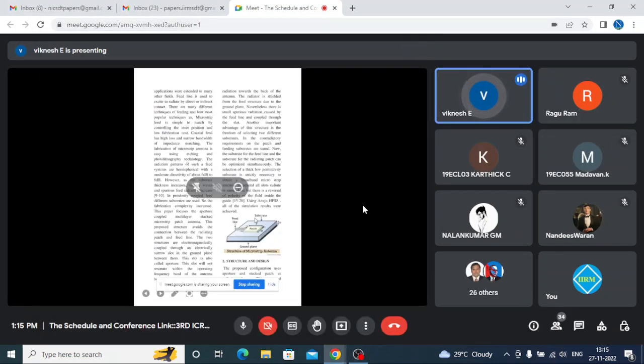This is the structure of microstrip antenna. In the structure, feed line and substrate are present. In the center of the antenna, a patch is present.